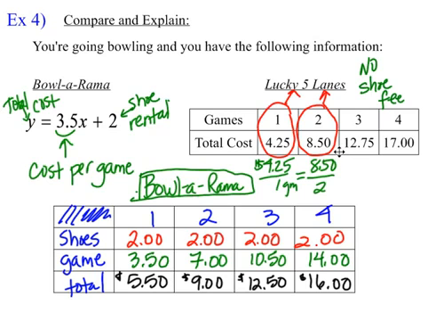Where things start to get better for us to go to the Bowl-O-Rama is when we get to 3 games and 4 games or more. Because then the Bowl-O-Rama is cheaper. So if we were going to do an analysis, we would say that if you wanted to bowl 2 or less games, go bowl at the Lucky 5 Lanes. If you want to bowl 3 or more games, you're going to bowl at the Bowl-O-Rama.